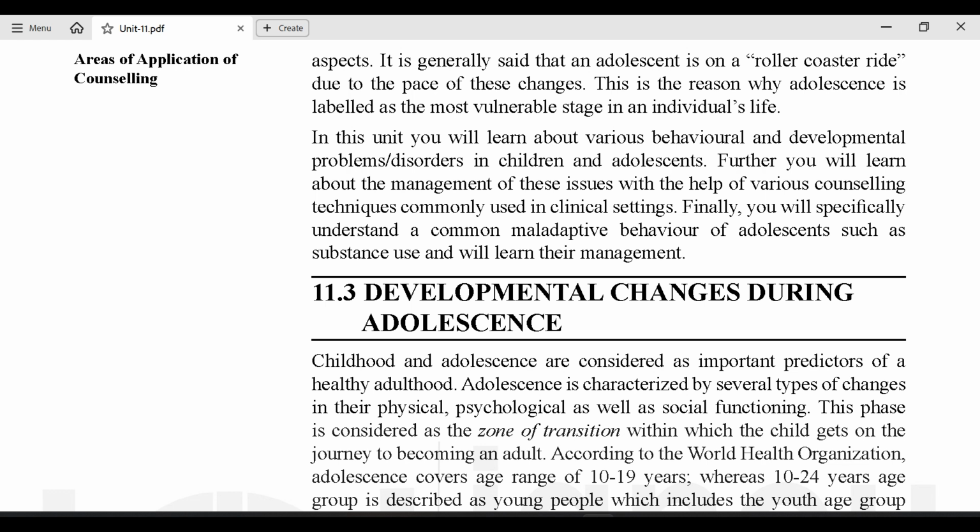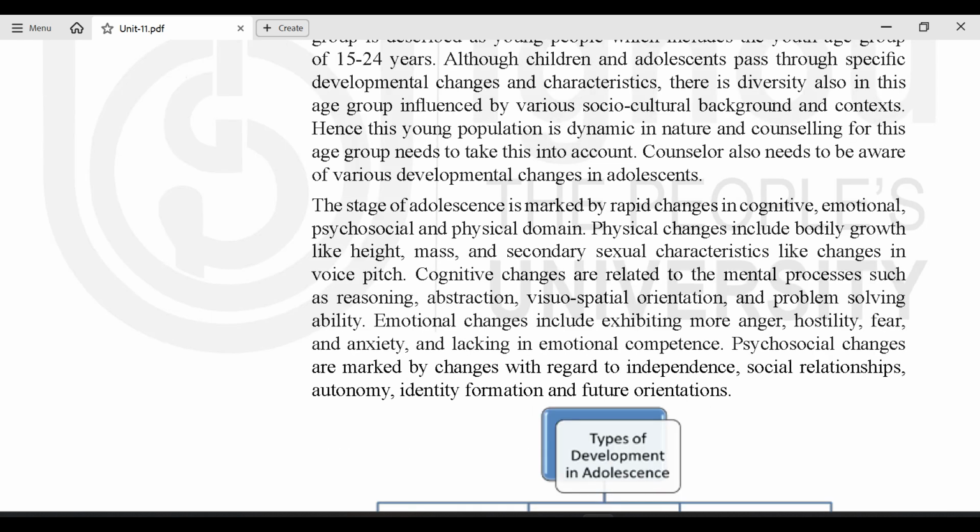11.3 Developmental changes during adolescence. Childhood and adolescence are considered as important predictors of a healthy adulthood. Adolescence is characterized by several types of changes in their physical, psychological as well as social functioning. This phase is considered as the zone of transition within which the child gets on the journey to becoming an adult. According to the World Health Organization, adolescence covers the age range of 10 to 19 years, whereas the 10 to 24 years age group is described as young people, which includes the youth age group of 15 to 24 years.